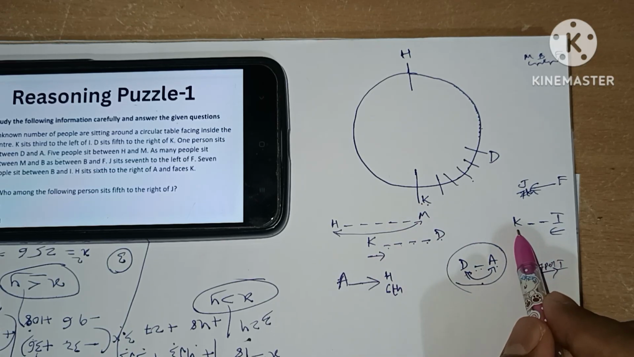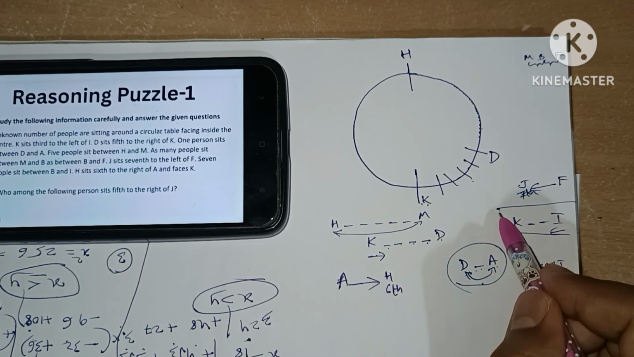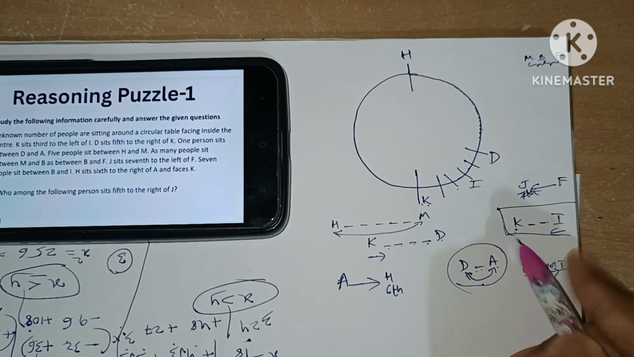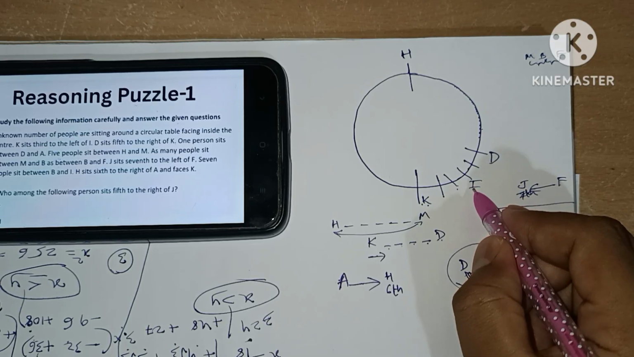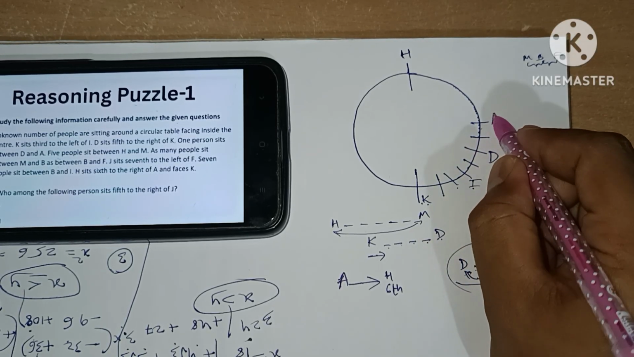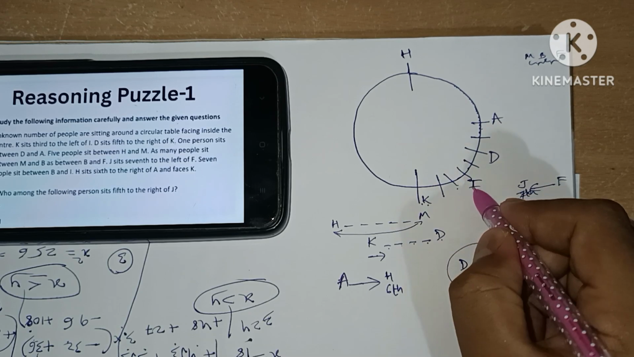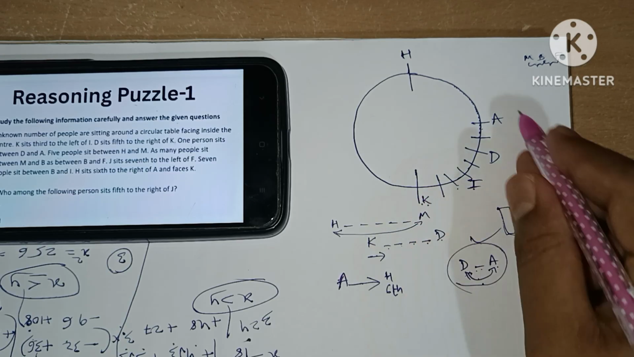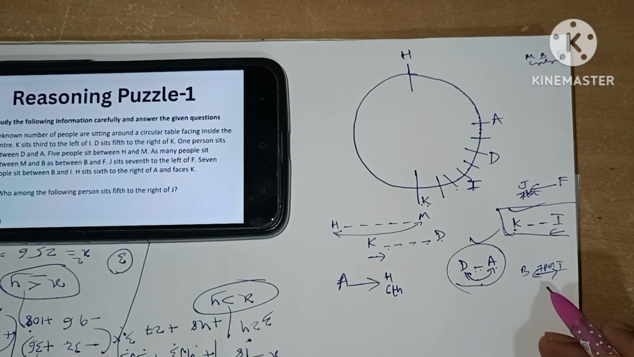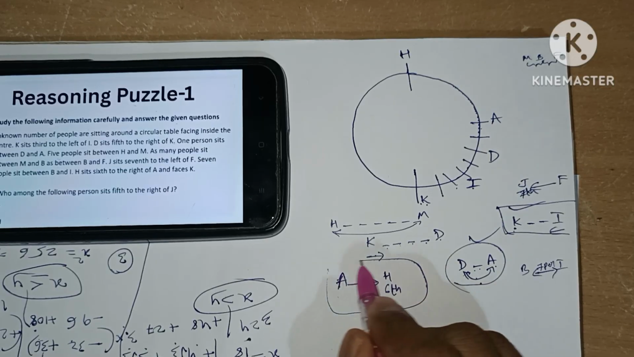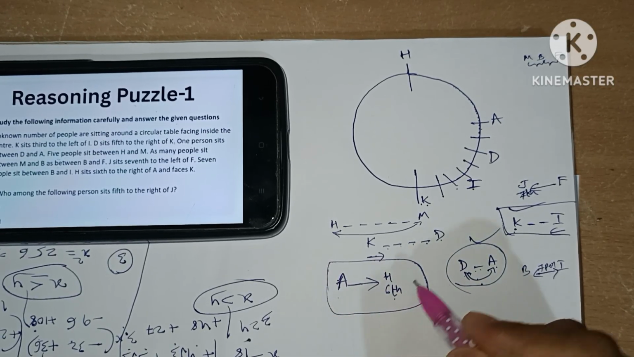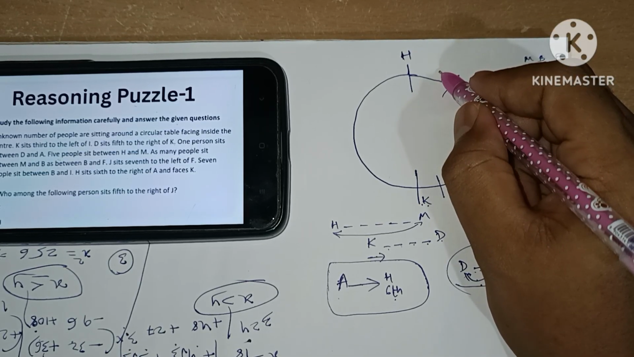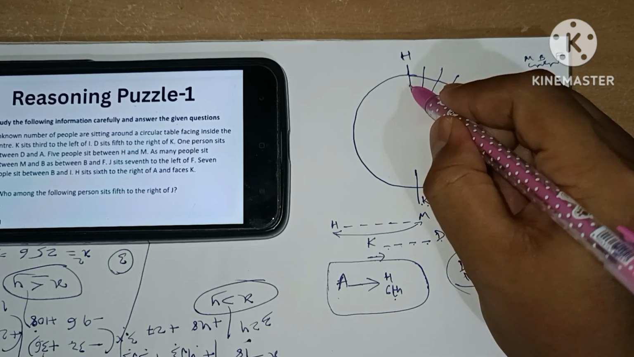Here we see again the statement which represents K. K is third to the left of I. So 1, 2, this is the place for I. According to this one, we cannot place A here, so there is only one place for A, which is here. So we got this one and this one. Here we have one more statement. A right side sixth one is H. 1, 2, 3, 4, 5. Sixth one is H.